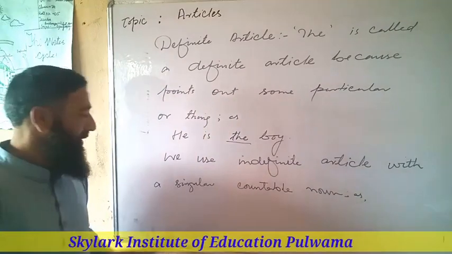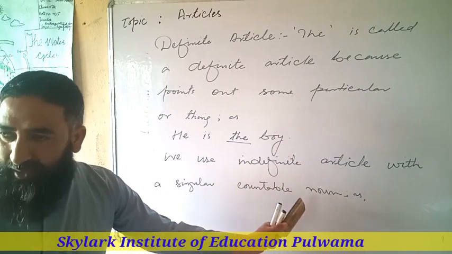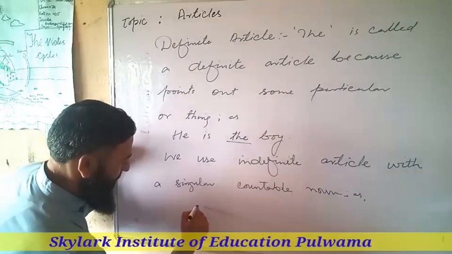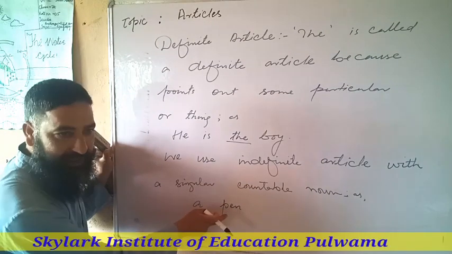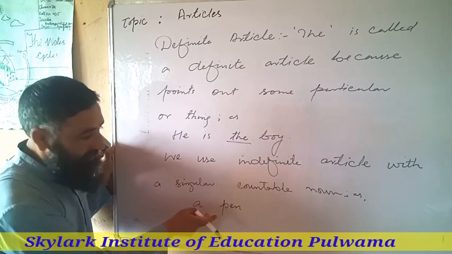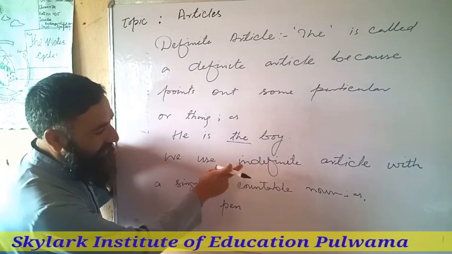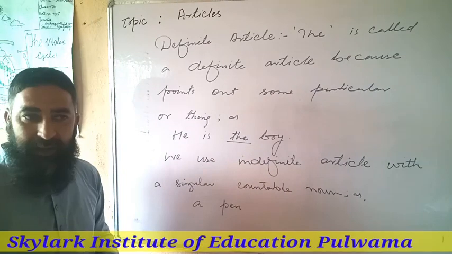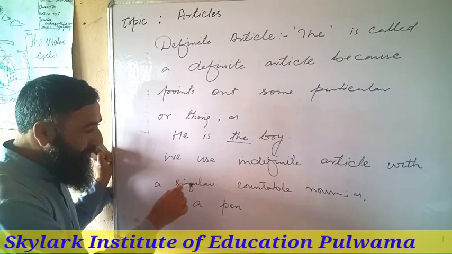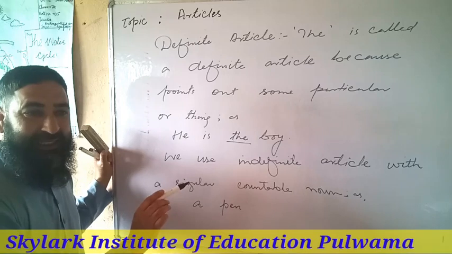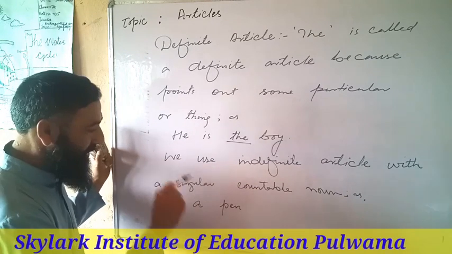For example, we use the indefinite article with a singular countable noun. For example, a pen. This pen is first singular, then countable. Always remember that we use indefinite articles with a singular countable noun, never with plural countable nouns or uncountable nouns, only with singular countable nouns.